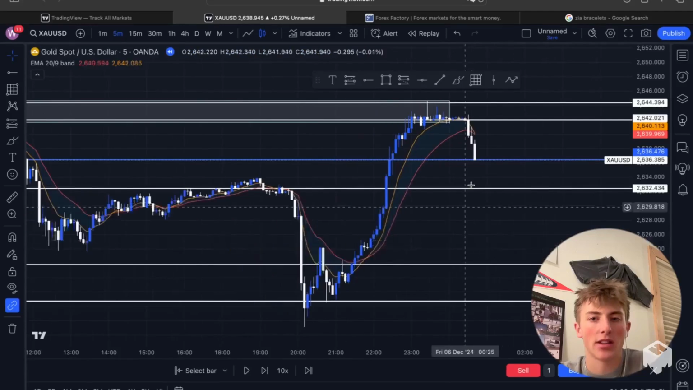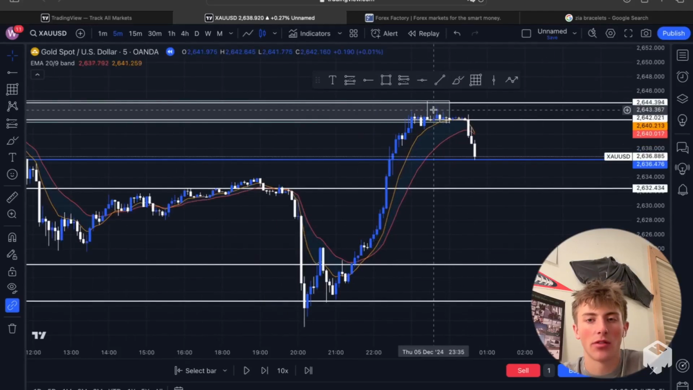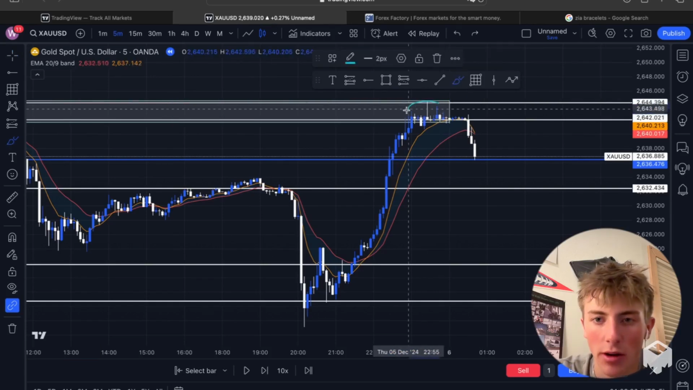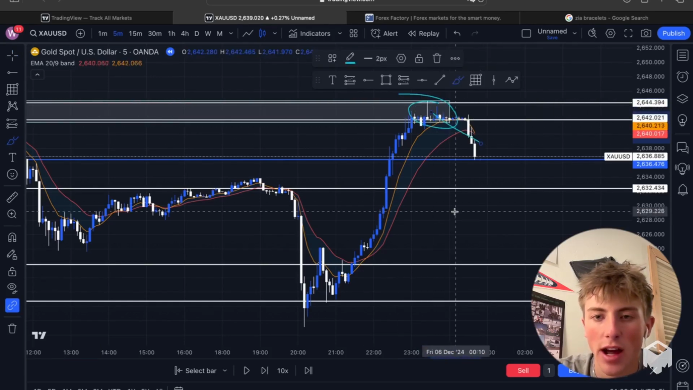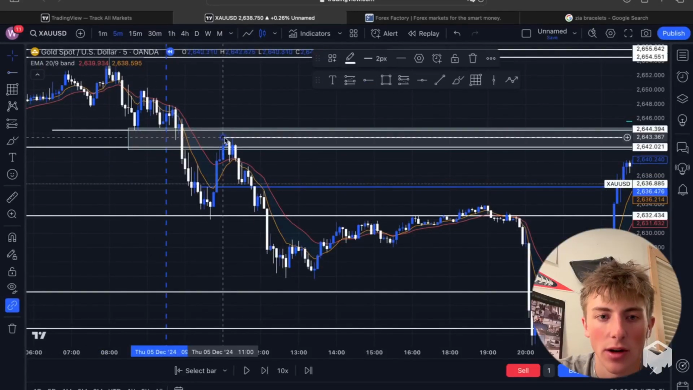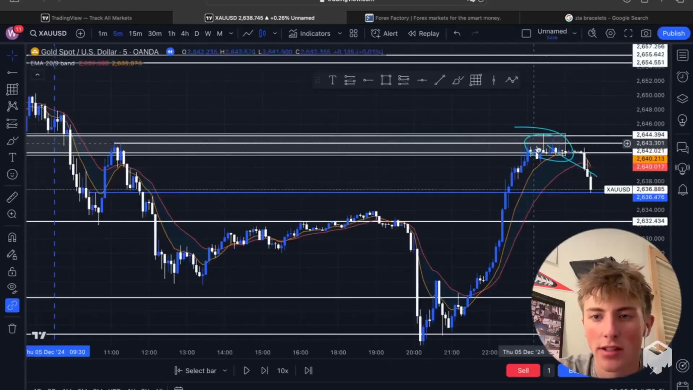And then back into the area of interest that we had mapped out earlier from today right here. And then we get a move down from the sweep of these highs right here, right? We sweep those new highs just a little past, and then we start to drop down.